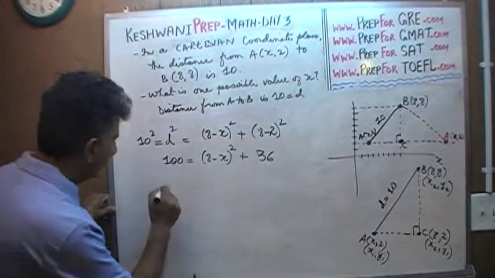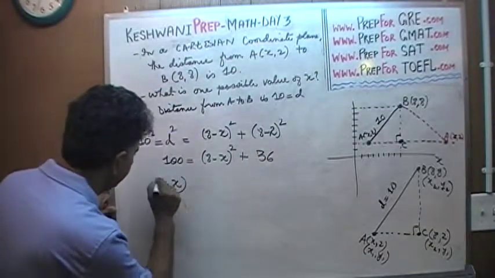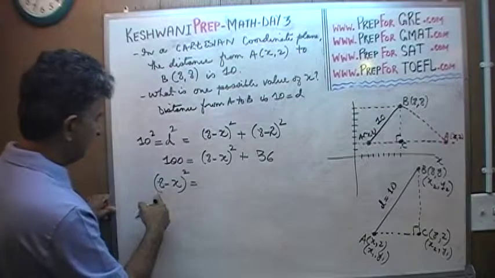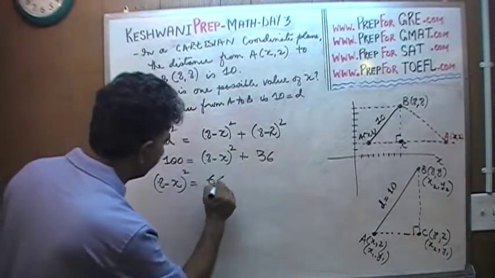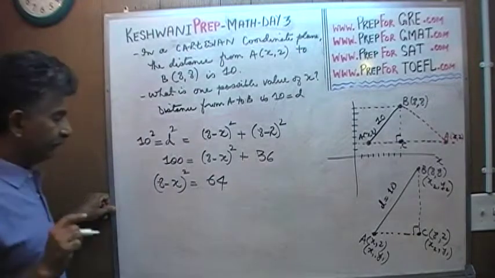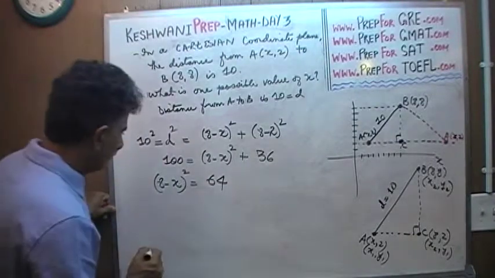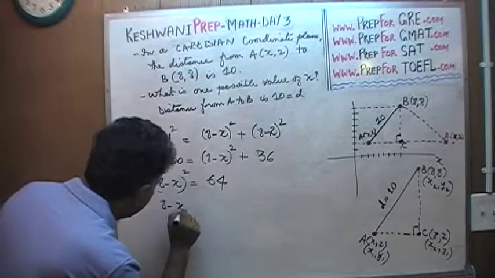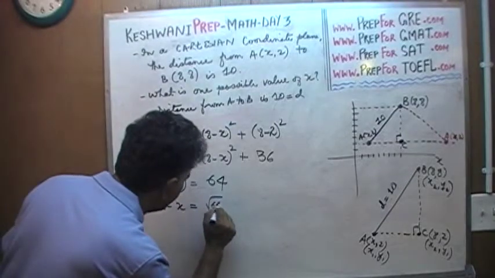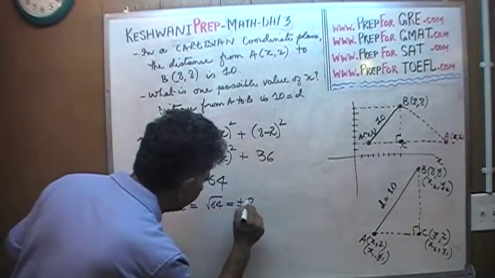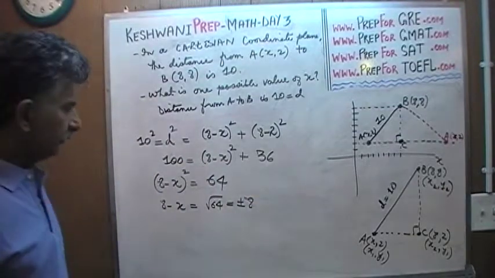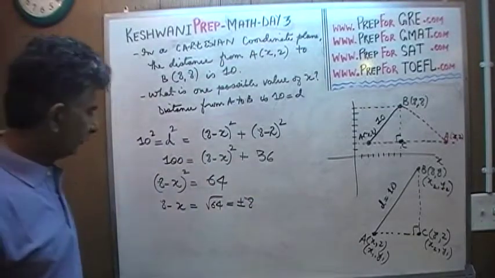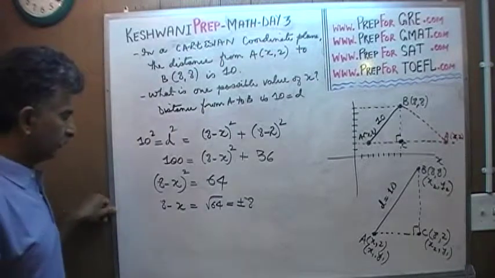Bring 36 on this side, so (8 minus x) squared equals 100 minus 36, which is 64. I'm skipping a few steps in between, but you can figure it out. And therefore 8 minus x equals the square root of 64, which equals plus or minus 8. Again, as I told you, I'm skipping a few steps, so when you do it yourself, you do it slowly and you do whatever it is that you have to do.